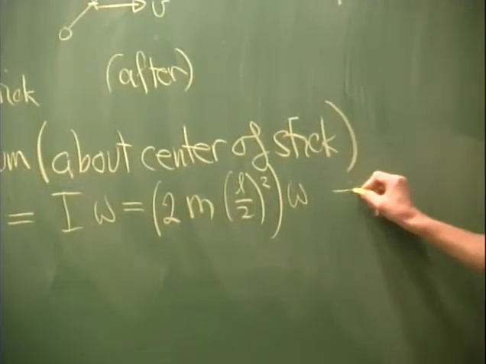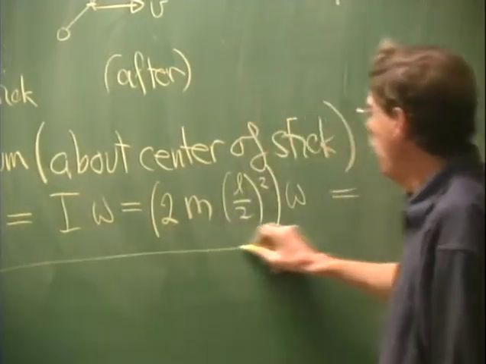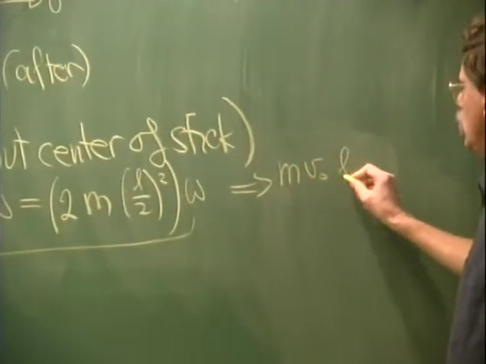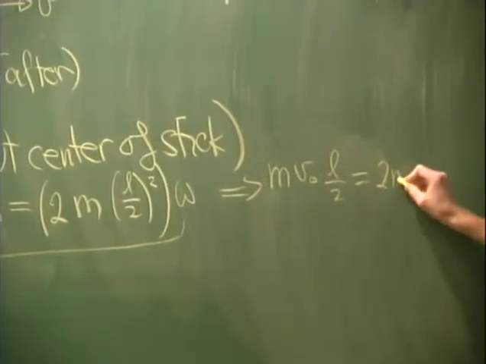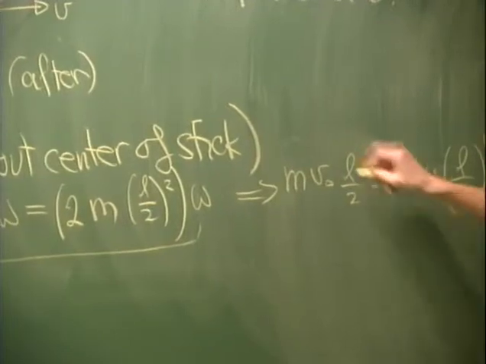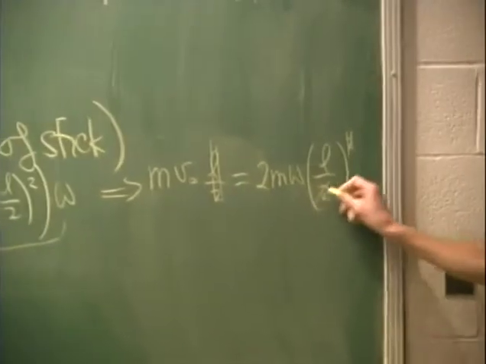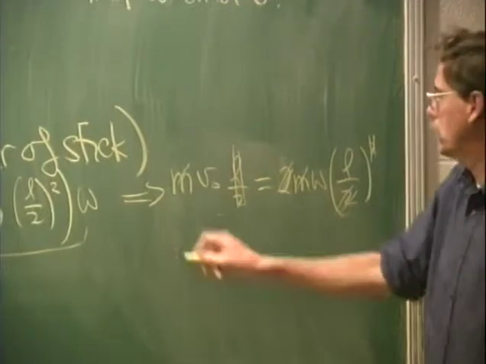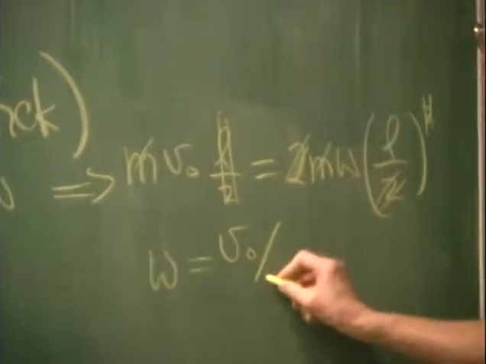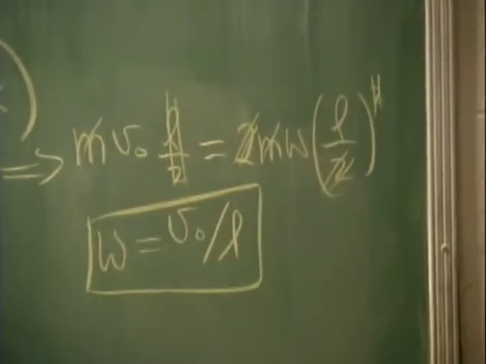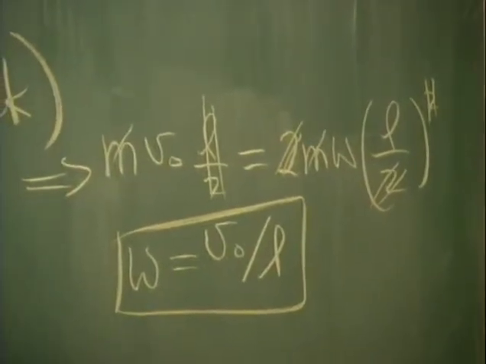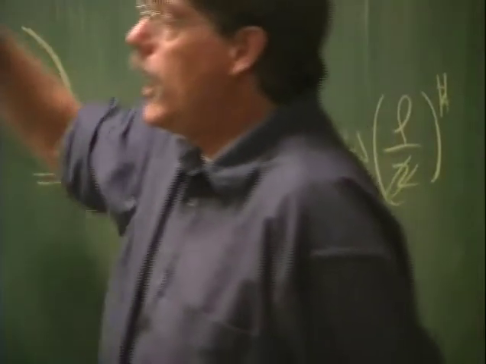So what does this tell us? If I look at this equation and this equation here, mv0 times L over 2 equals 2m omega times L over 2 quantity squared. Well, one of these L over 2's cancels with that one, the 2 cancels here, the m cancels, and I get omega is equal to v0 over L. Omega is equal to v0 over L. That's the angular velocity of this thing as it spins away.